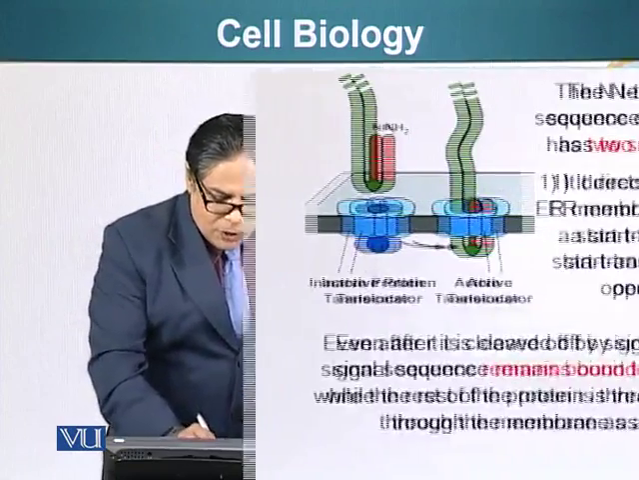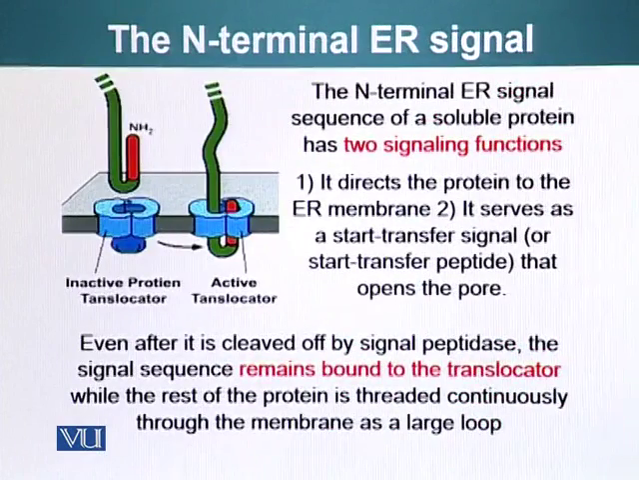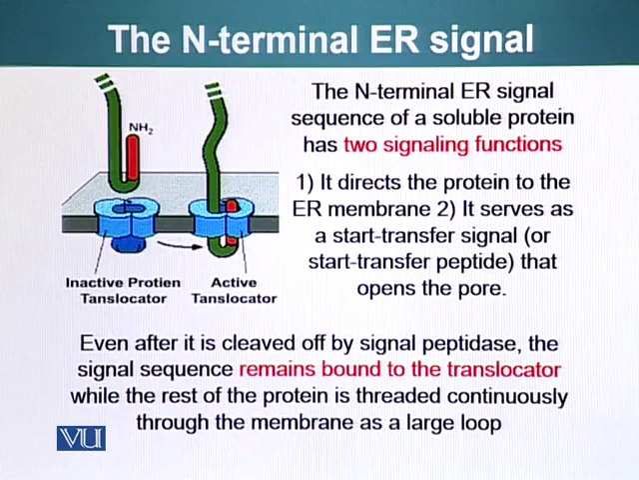So let's start. First of all, we are going to talk about how the N-terminal sequence on the proteins is responsible for injection of proteins into the lumen of the ER. The N-terminal ER signal sequence of soluble proteins has two functions. As we have talked about, it directs the protein to the ER membrane. It also serves as the start transfer signal, or start transfer peptide, that opens the pore.